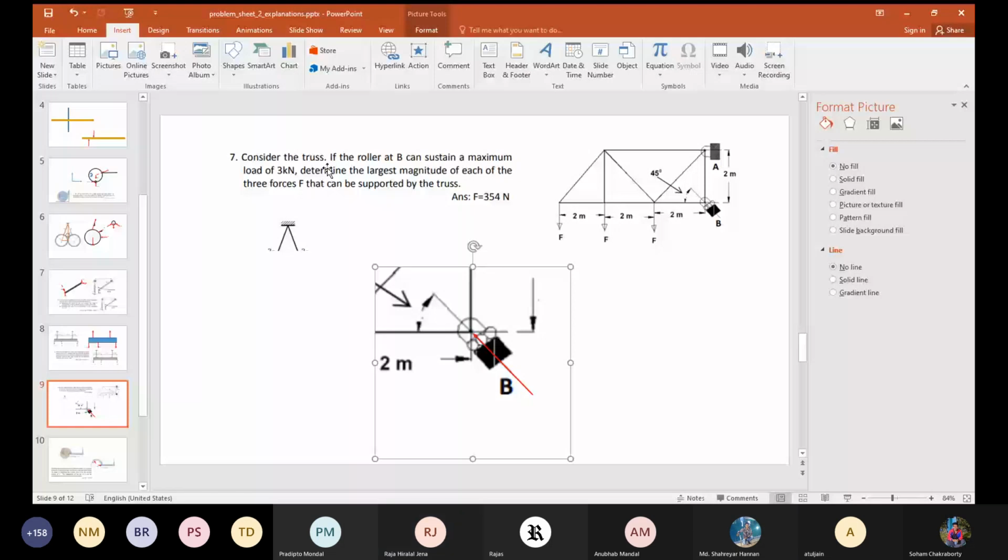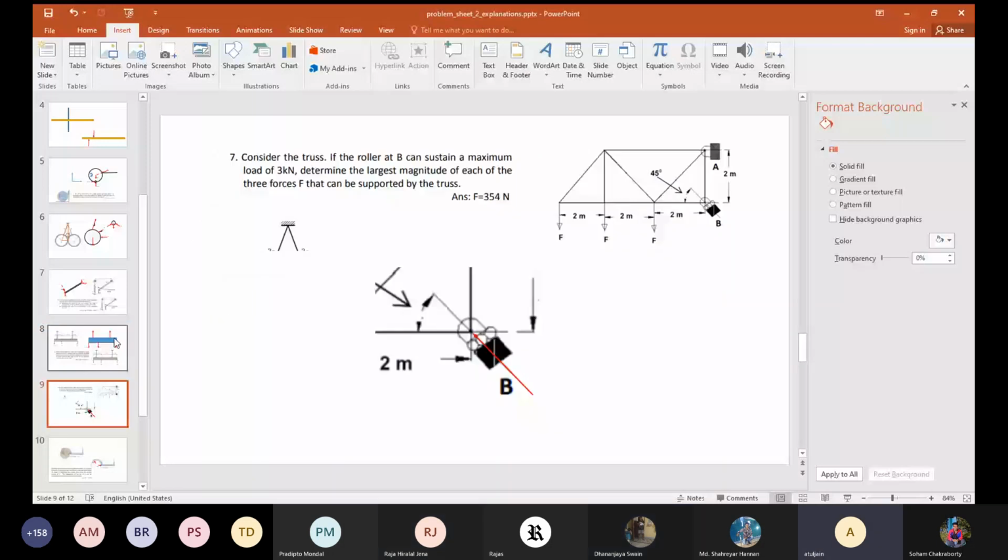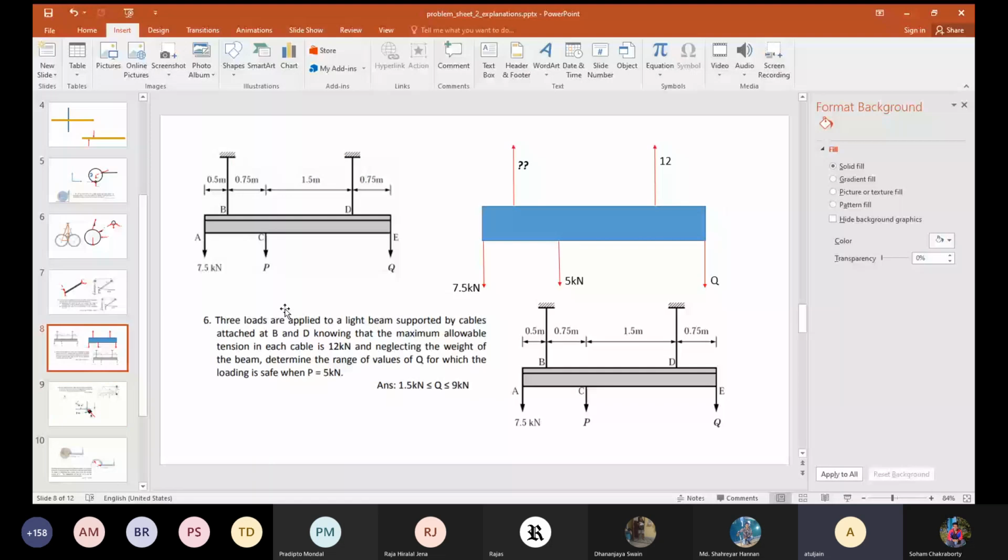Has everybody finished this problem? Yes, sir. Sir, in question 6, in what case will both the strings be at their maximum tension? Question 6, sir. I don't think in any case both of them are going to be equal. TB and TD will be different in most cases.